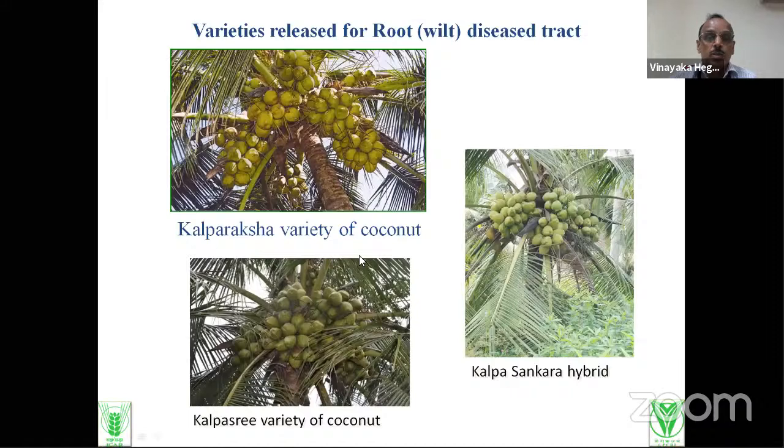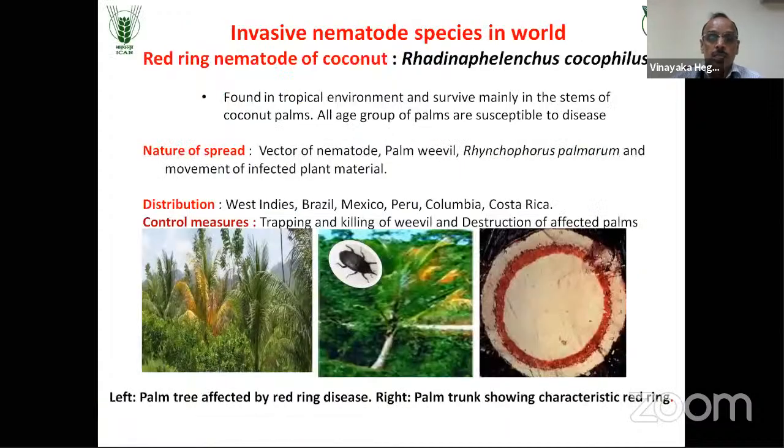Our breeders have also developed three varieties: Kalpa Raksha, which is comparatively field tolerant, Kalpa Shree and Kalpa Sankara. We are now focusing especially on our disease endemic areas, to multiply these coconut varieties and spread them more in the endemic area, because field tolerance and field-level resistance is there in two of them. So this will be more useful for the farmers. This is what has been done.